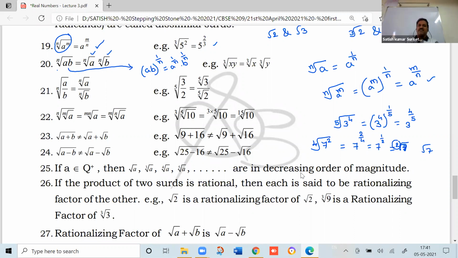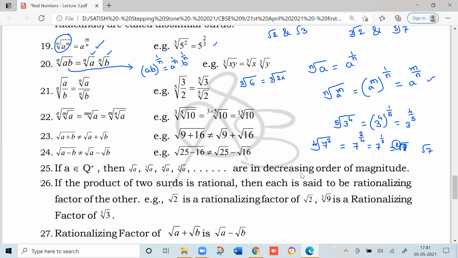So when I'm having cube root of xy, I should write it as cube root of x into cube root of y. Let us take another example. Cube root of 6. Now, how to split this? Cube root of 6 I can write as 2 into 3. Now, what does this become? Cube root of 2 into cube root of 3.